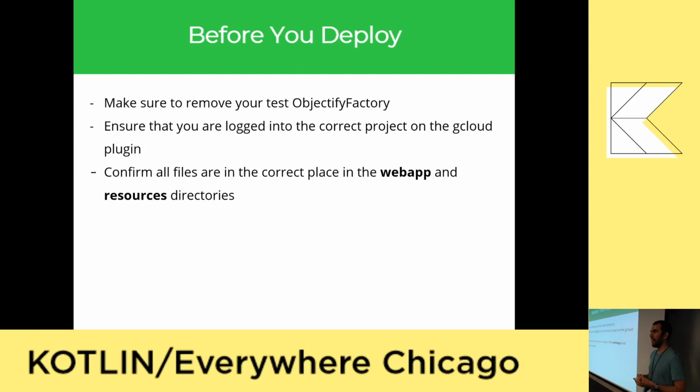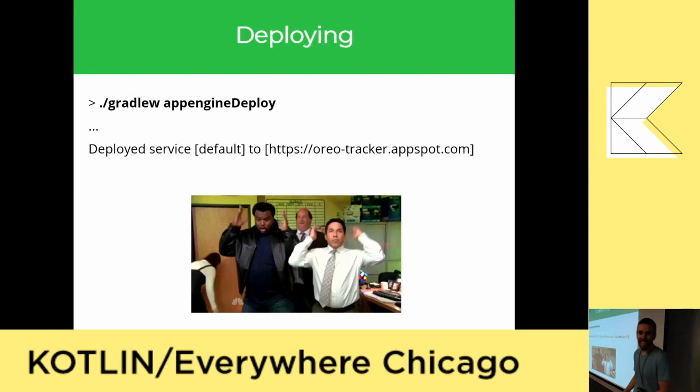And then last thing, as I said in my key file slide, make sure that your files are in the correct place in your web app and resources directory. Otherwise, it just won't deploy, it won't run, and you'll sit there very annoyed. So to deploy, easy enough. With Gradle, you just run appengineDeploy. Again, it'll spit out a ton. Again, your fans will go crazy, and eventually at the end, you'll get a deployed service at your URL. And then you celebrate. Because that's it.